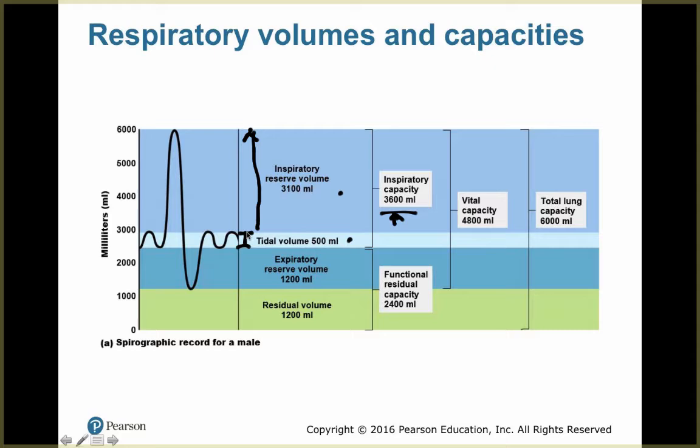And then you have this expiratory reserve, which is the extra amount that you can breathe out, which is about 1,200.